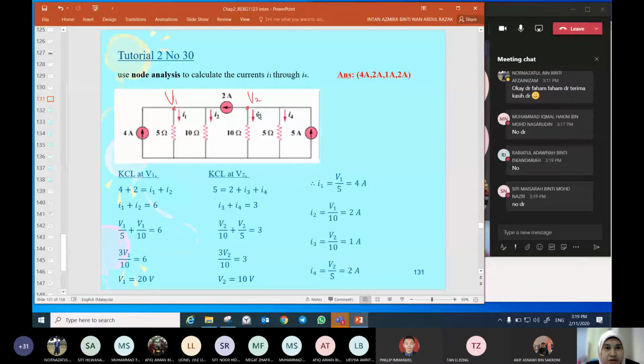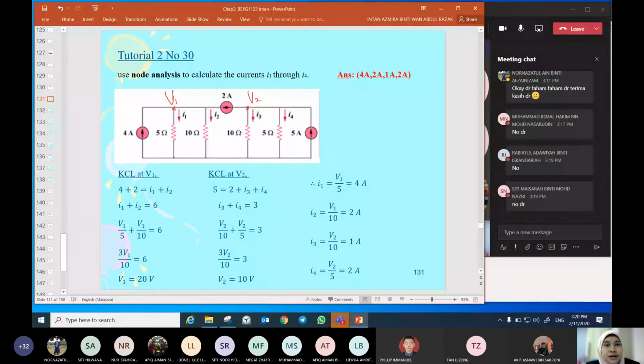5, right? Okay, so 5 is equal to the currents leaving the node. We have 2, I3 and I4. Now we rearrange: I3 plus I4 is equal to 3. We substitute each I in this equation with Ohm's law, I equal to V over R. So I3 is equal to V2 over 10, I4 is equal to V2 over 5. Then we solve for V2 and we get 10 volts.